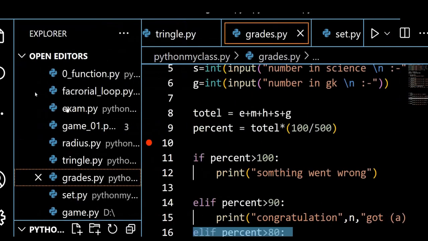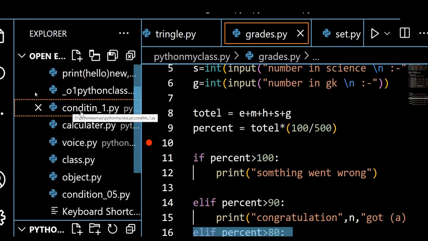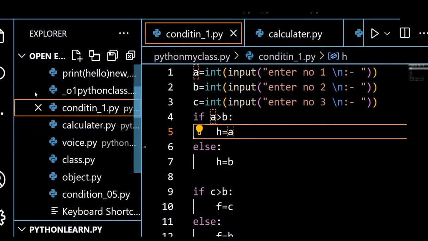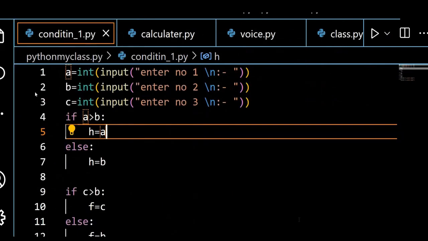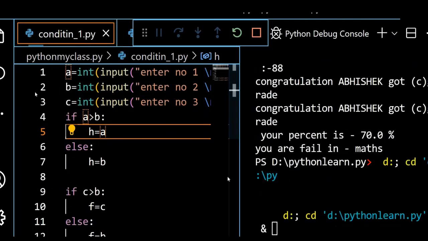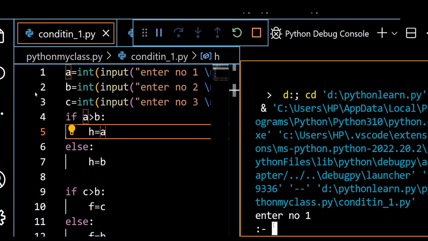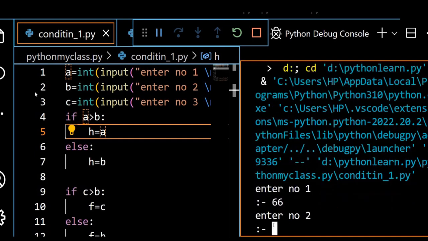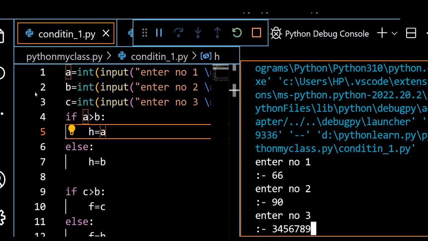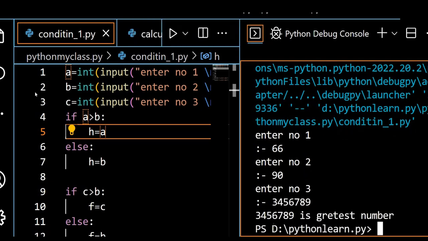Let's check if I have another program for you in conditional statements. So yes, I have. It is on some numbers. Again, let me run this program for you. It is asking for the first number. Let the first number be 66. Then the second number is 90, and the third number is anything. So it is saying that this is the greatest number. The program is just taking 3 numbers. You can give any 3 numbers randomly, and it will say which one is the greatest number.